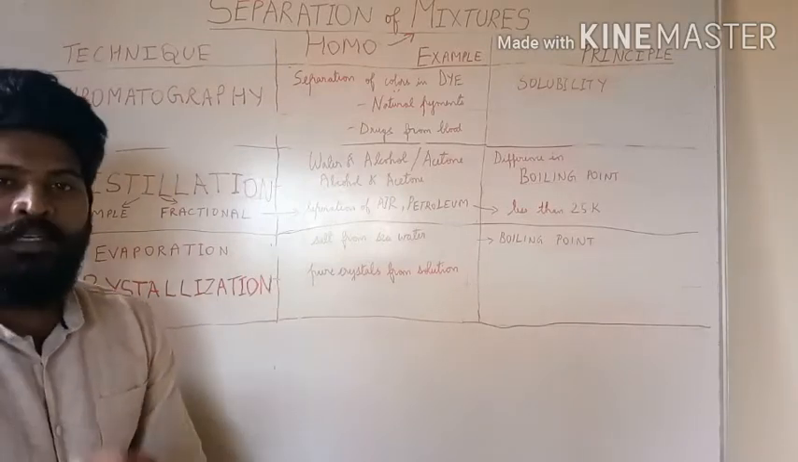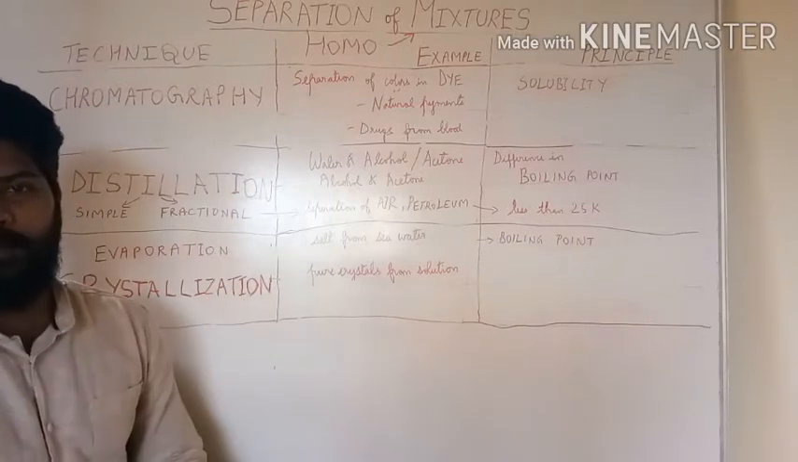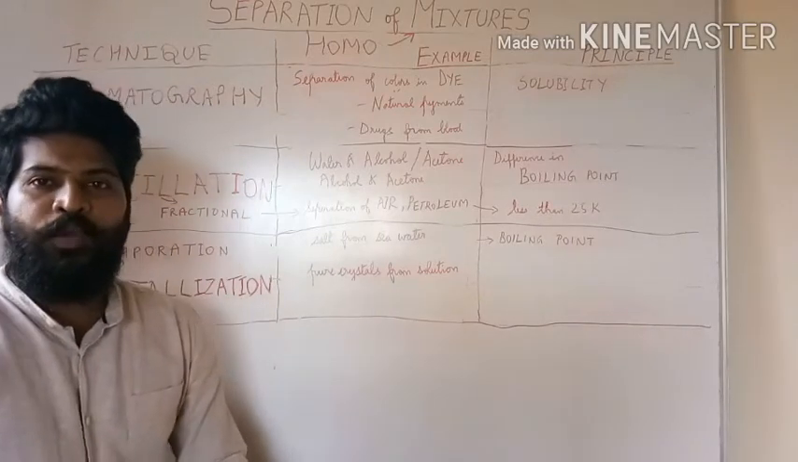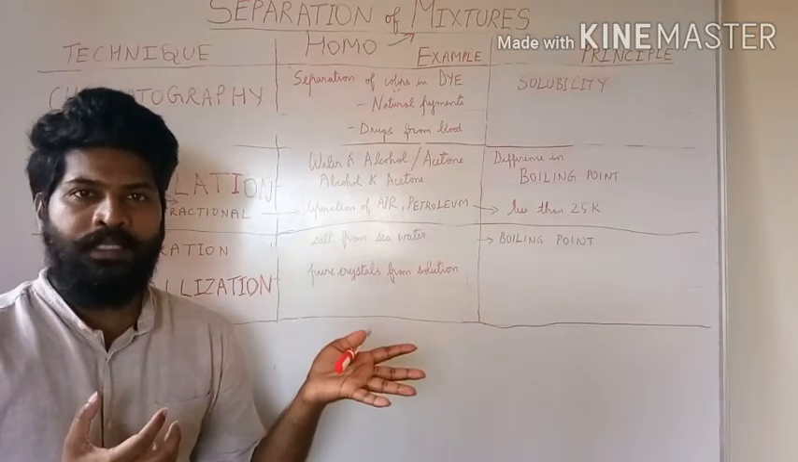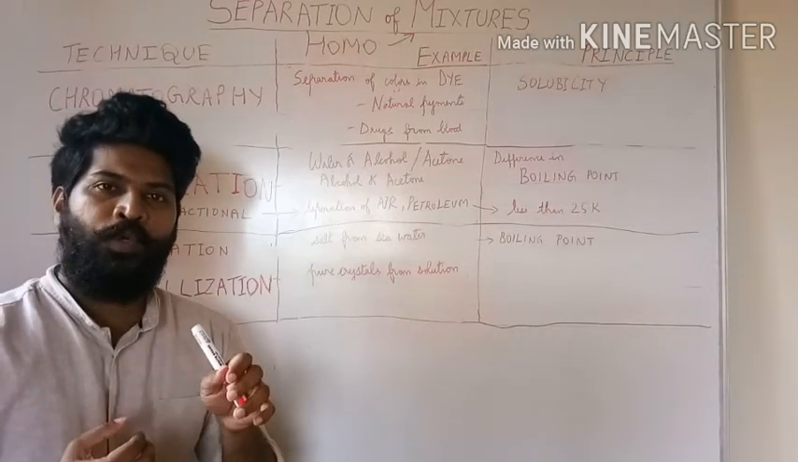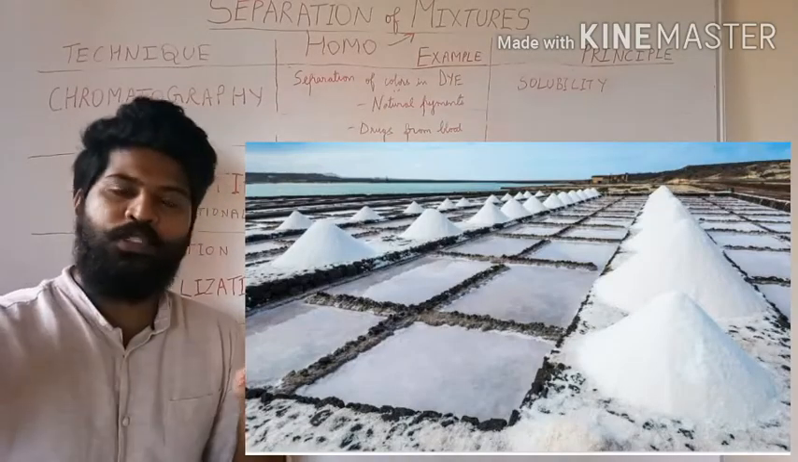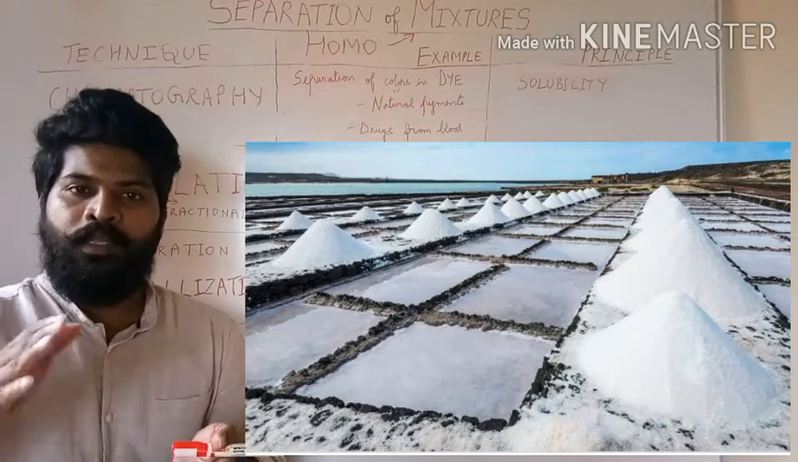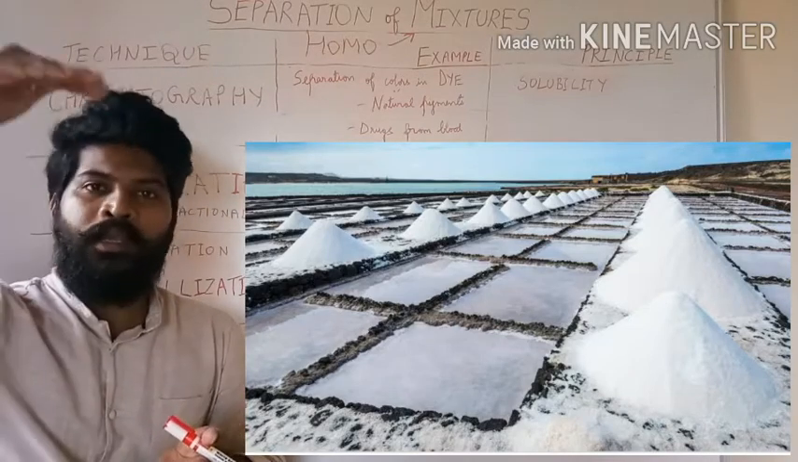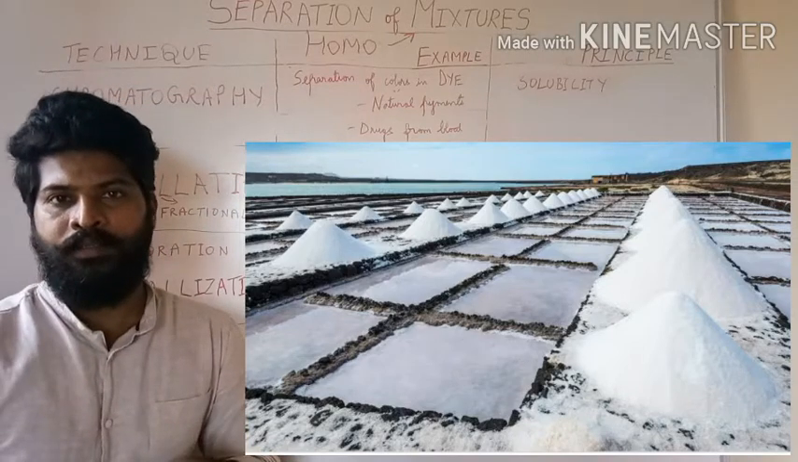Among these, the simplest technique is evaporation. For example, you have salt water from seas. So you would have seen they would make boundaries and store the sea water and just elevate over there. The water will get evaporated and the salt will remain behind.